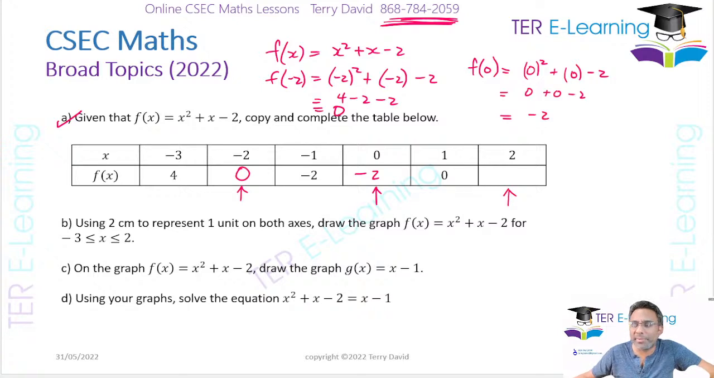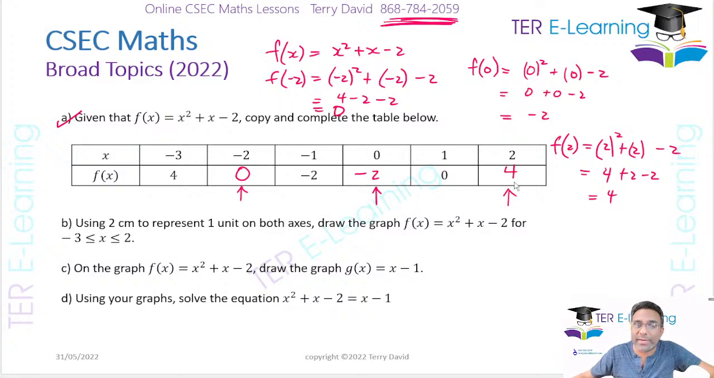Right, so lots of people getting 4. Let's see if that's correct. So f of 2, right, is going to be 2 squared plus 2 minus 2. Right, so 2 2s are 4, plus 2 minus 2, and you're going to get 4. Right, so yes, you all are correct. The answer is 4.